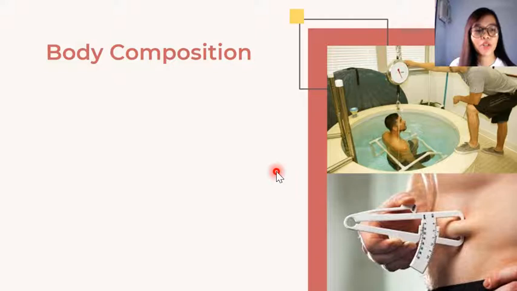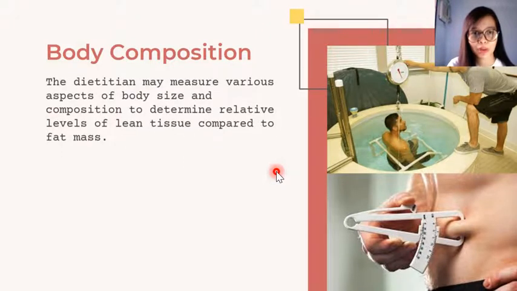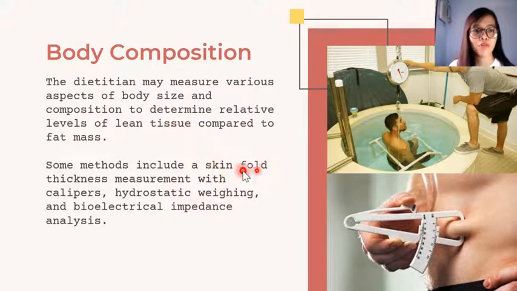As for your body composition, this is actually your dietitian's role. This is not much of a nurse's role, but we need a little knowledge about this. Your body composition is the ratio of your body fat to lean mass. The dietitian may measure various aspects of the body size and composition to determine relative levels of lean tissue compared to fat mass. There are several methods for this, like skinfold thickness measurement, with the use of a caliper. This is your caliper actually. And hydrostatic weighing, this is how hydrostatic weighing looks like, and bioelectrical impedance analysis.